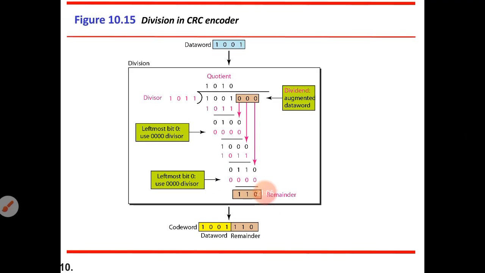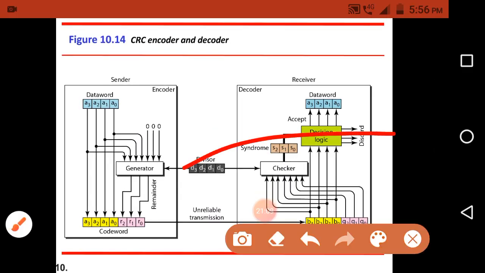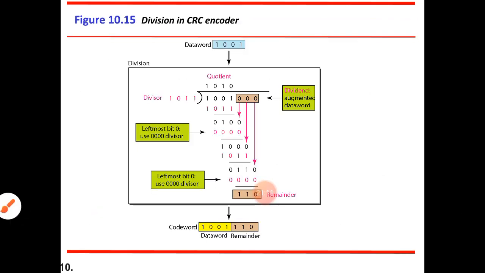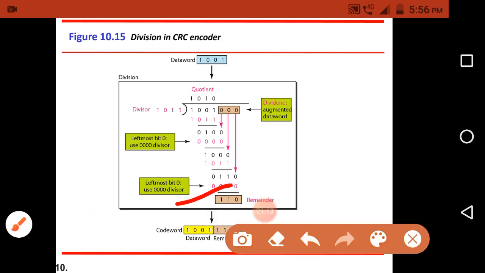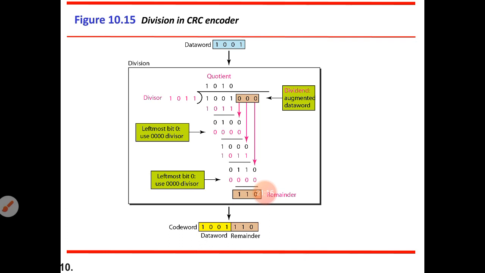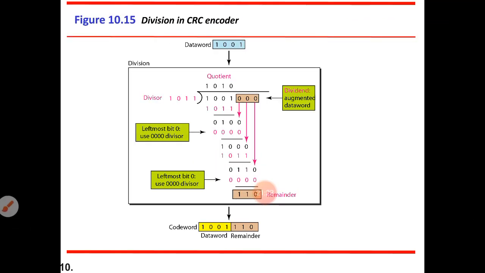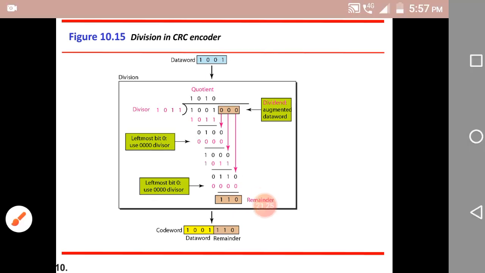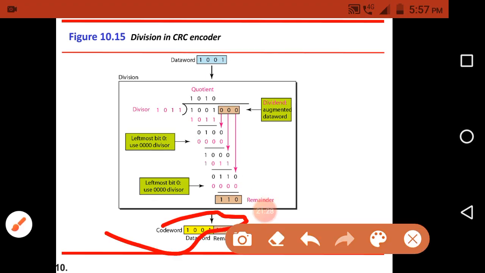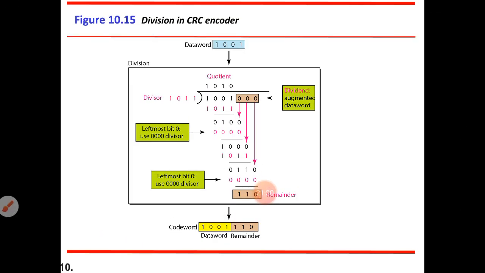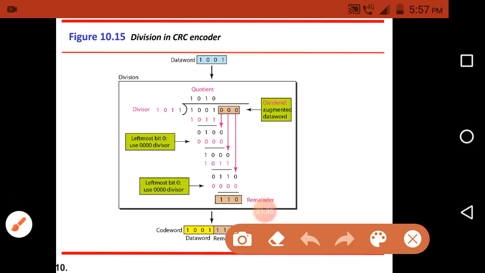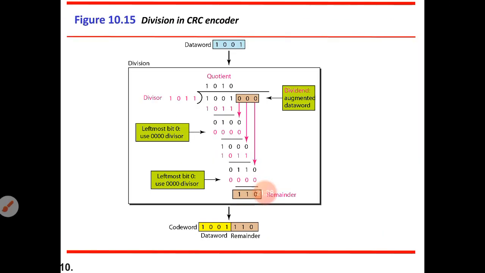And this remainder we need to append to the data word, that is 101 followed by 110, and that will create the code word. So whatever the 110 is, we need to append it, and that will create the code word. And that we need to transmit to the receiver side.